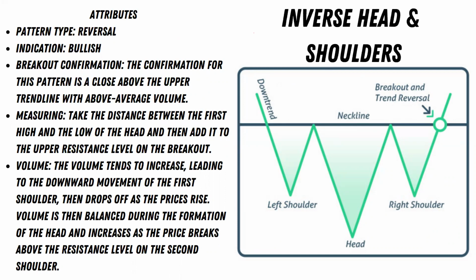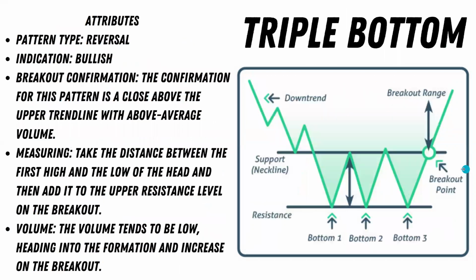The volume tends to increase, leading to the downward movement of the first shoulder, then drops as the price rises. Volume is then balanced during the formation of the head and increases as the price breaks above the resistance level on the second shoulder. Here we have the triple bottom pattern.